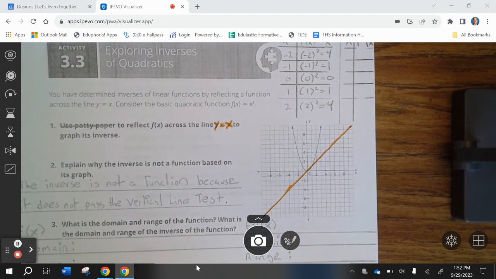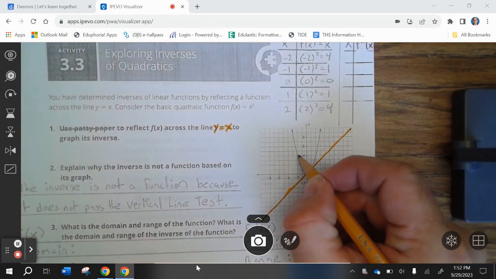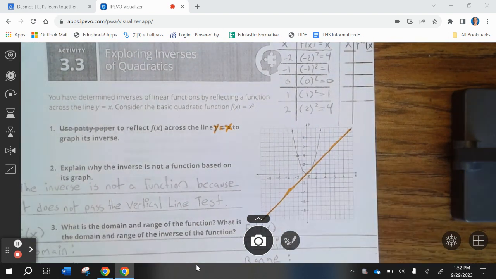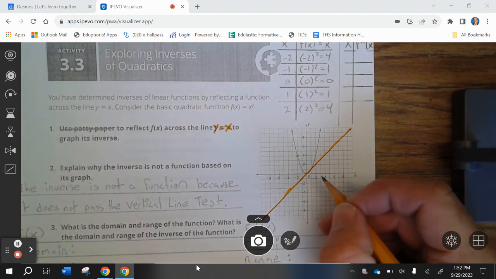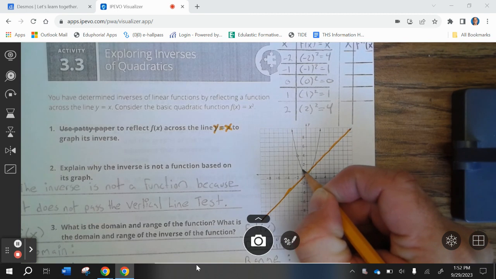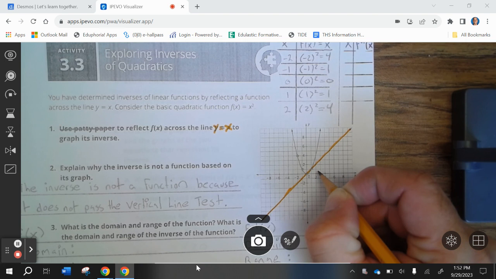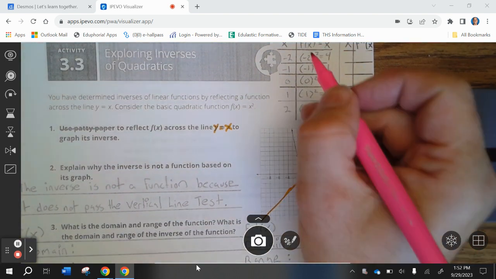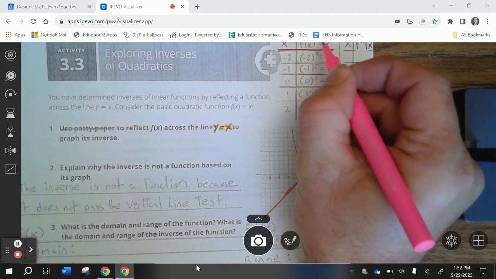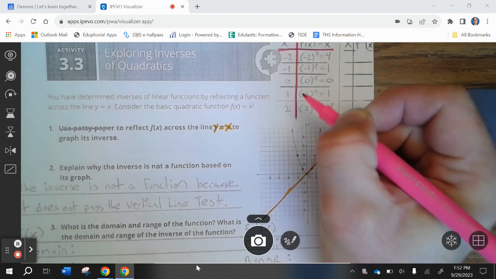So let's go ahead and graph those points. So -2, 4, -1, 1, 0, 0, 1, 1, 2, 4. Okay, let's go ahead and graph this in pink.